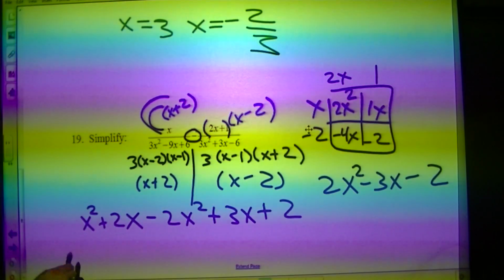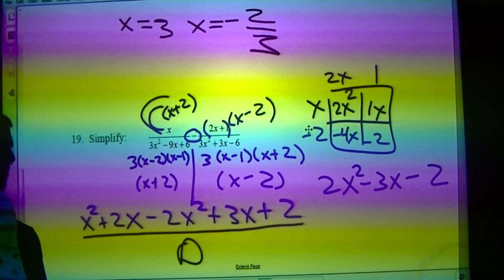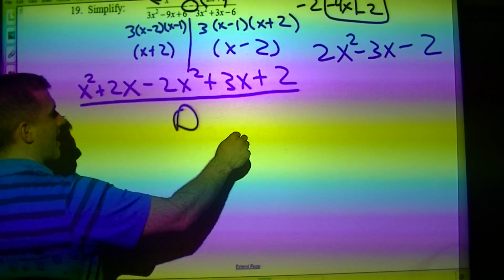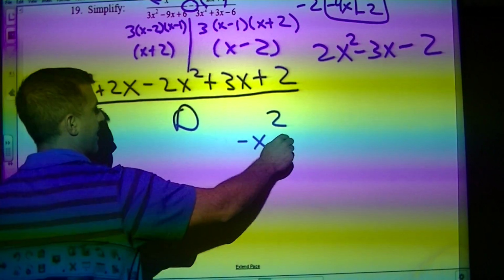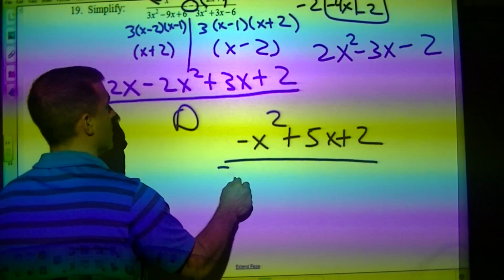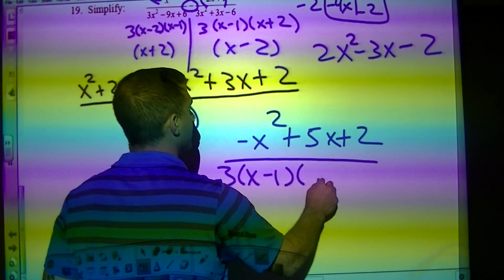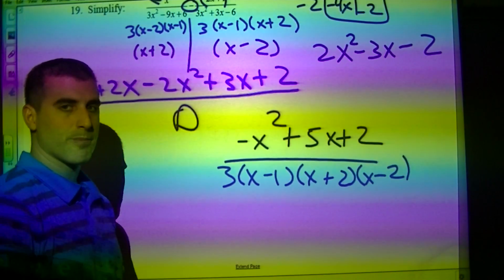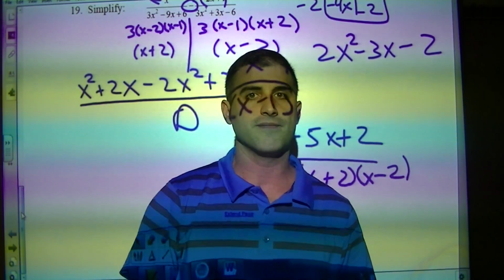And that's all over my common denominator. Now, when I combine all that, I have negative x squared, positive 5x, and positive 2. What's my common denominator? One of these sides. And there's my answer. Make sure you practice those review problems, and you should be fine.